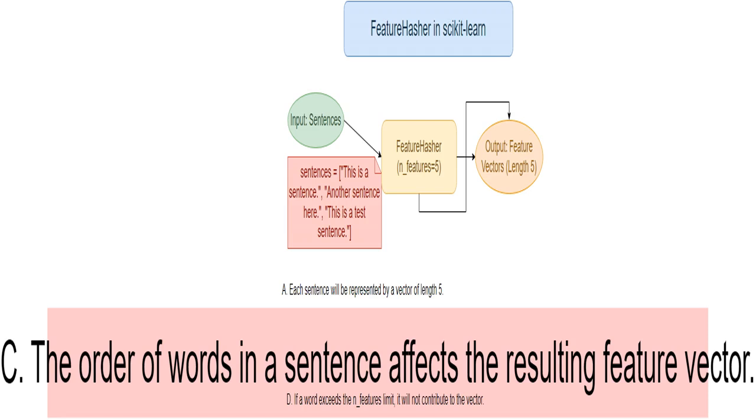This is true. Because FeatureHasher processes words individually, the order of words will impact the resulting vector. Changing word order changes the final sum of the hashed word counts.